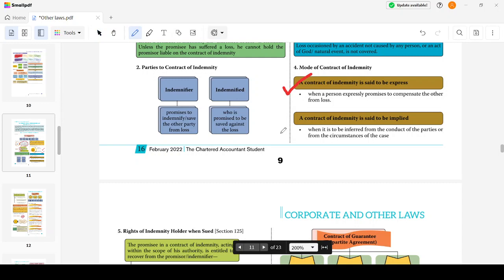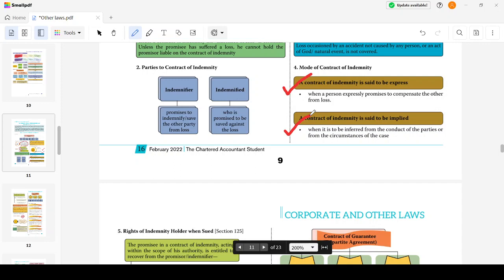Say for example, the LPG which we buy. If there is some gas fire and you contact that person, they are liable to make good the loss. At least they are liable to compensate us with some amount. That is an example of an express contract of indemnity.